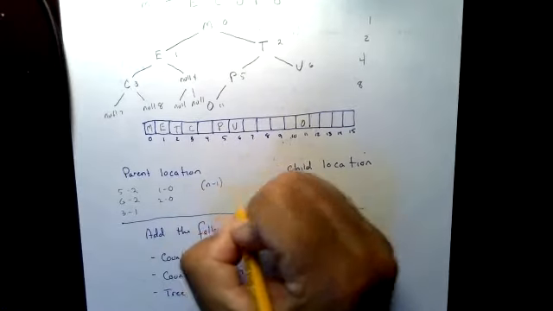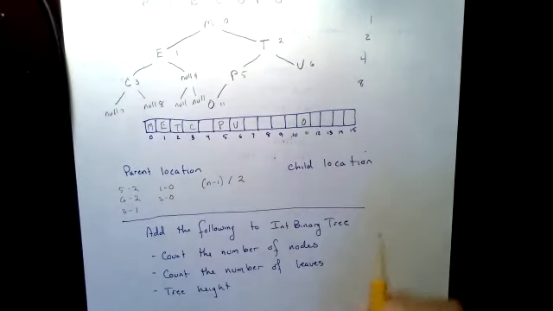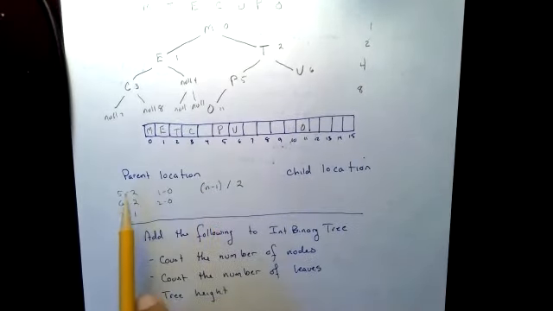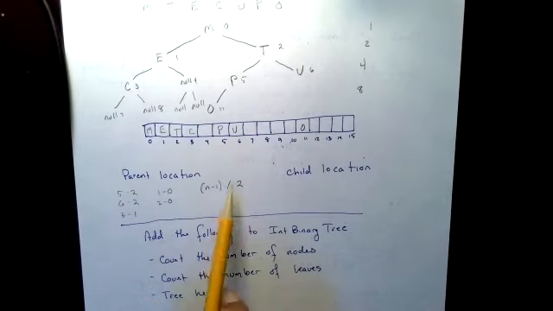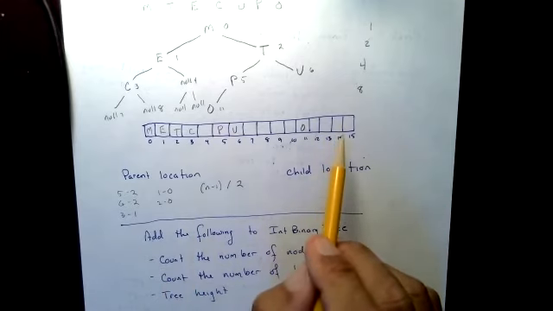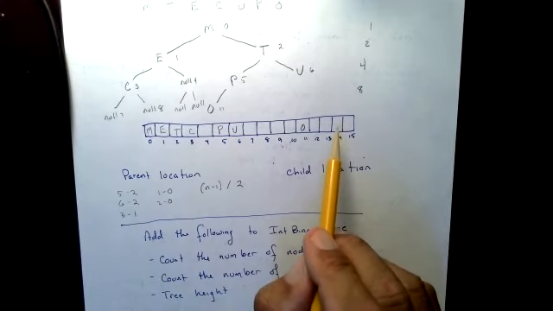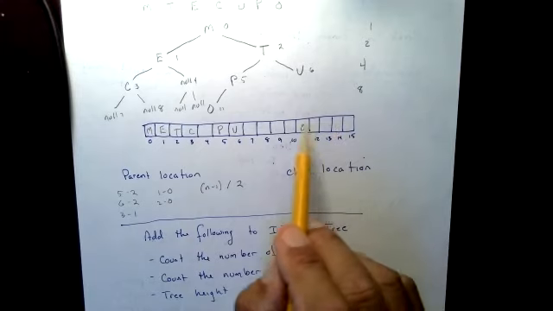N minus 1, integer division 2. So if I'm at 5, I subtract 1. 4 integer division 2 is 2. 6 minus 1 is 5. 5 integer division 2 is also 2. So in order to find the parent, what did I say, 14? This parent would be 13 divided by 2, or 6.